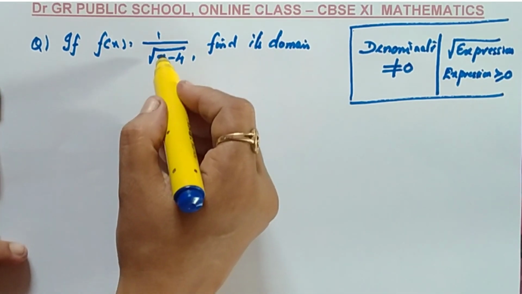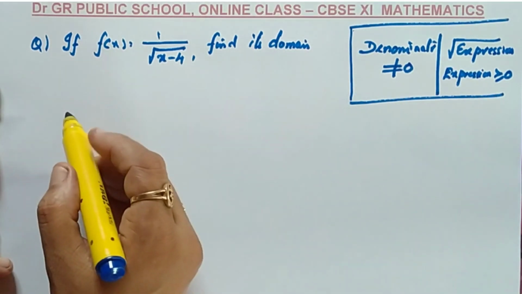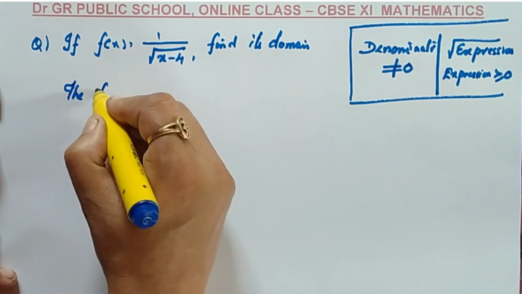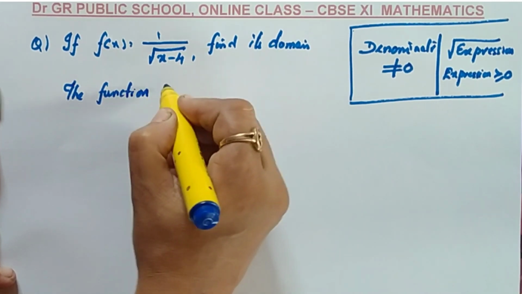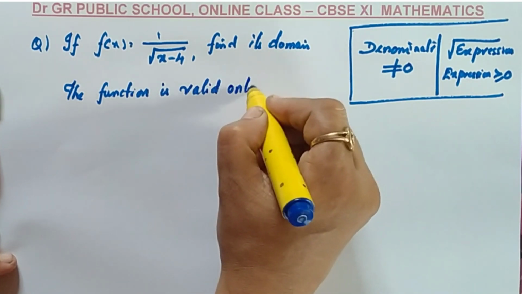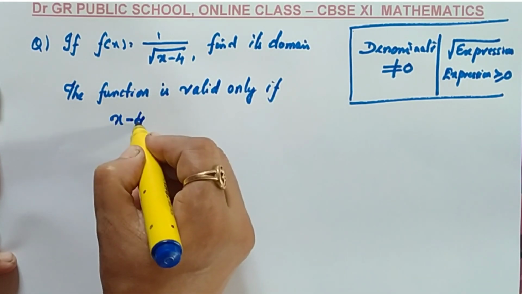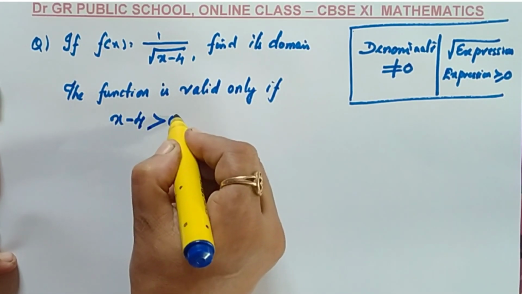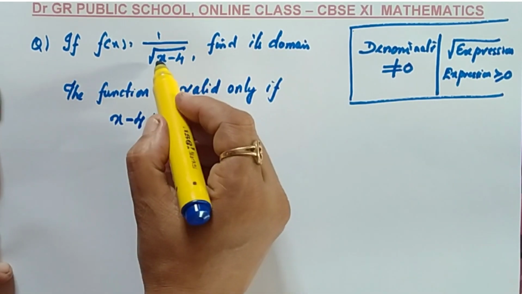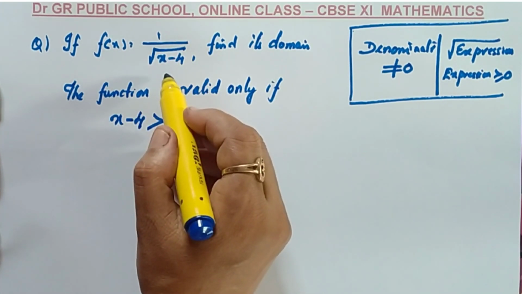Here in this case, the function comes in the denominator as well as it has an expression within the root. So you need to consider the case. The function is valid only if within the root the expression x minus 4 should be greater than 0. You can't take greater than or equal to 0 here. Why? Because when within the root the expression becomes equal to 0, 1 by 0 is not defined.